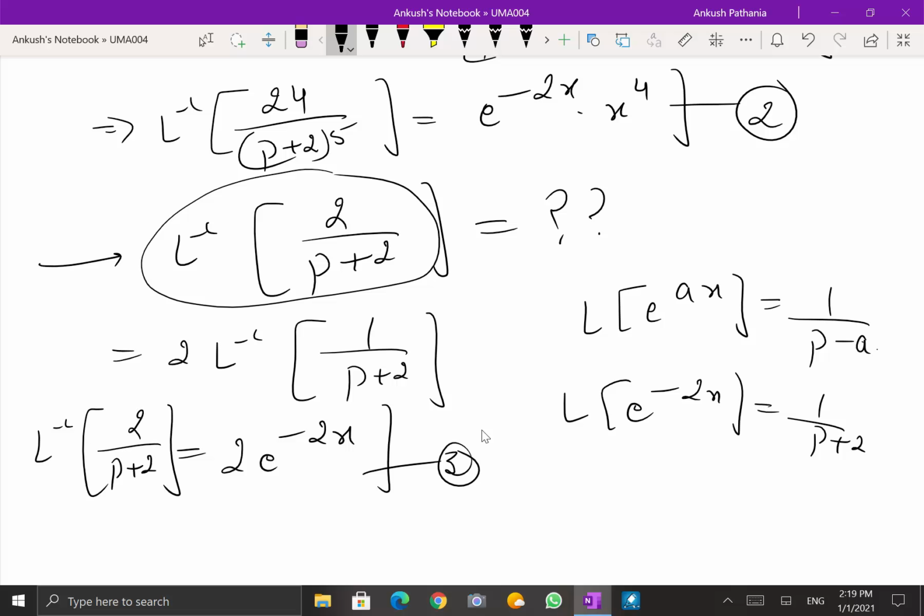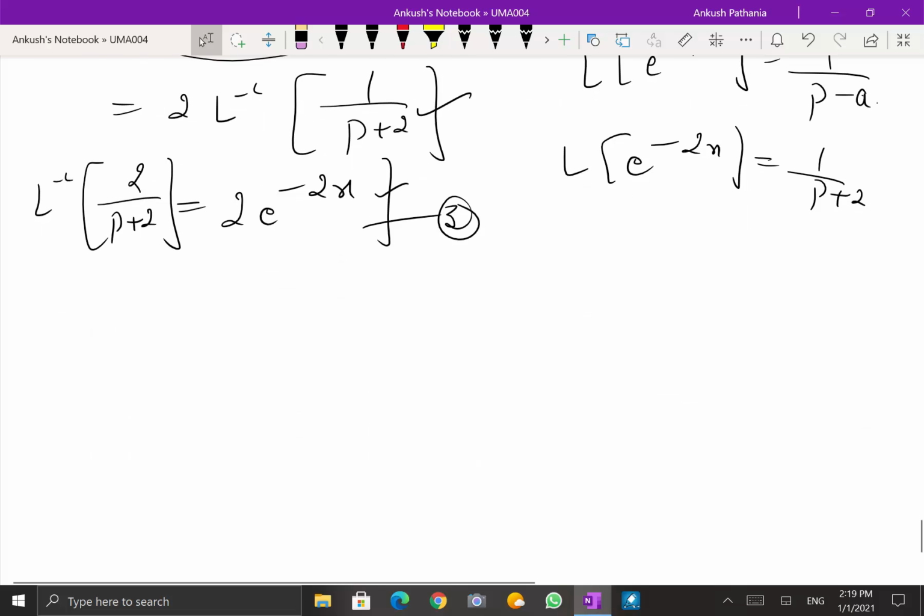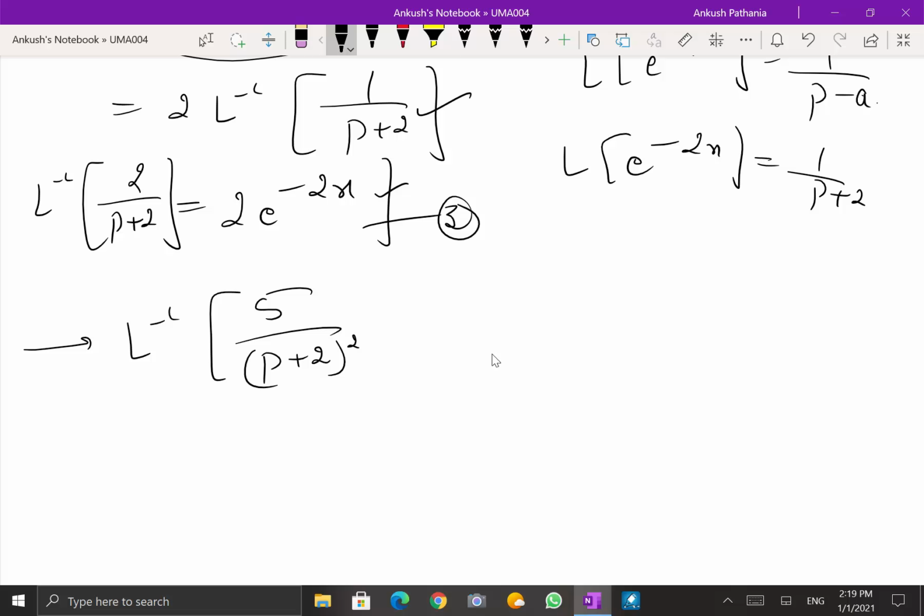This is how we can use the formula. From here I wrote the formula as such. No need to do any other calculation here. And the third was the Laplace inverse of 5 upon (p plus 2) whole square.